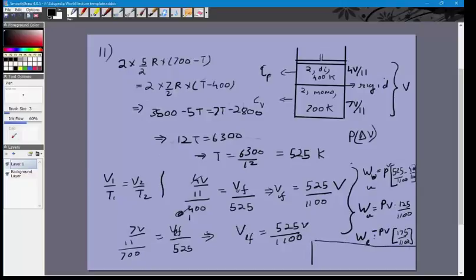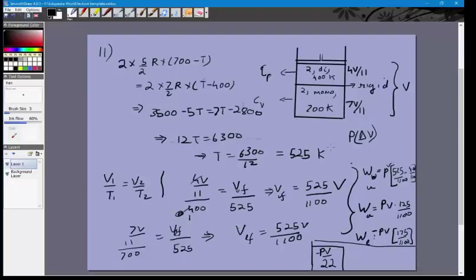So the total final work done is the sum of this, that will be PV times minus 1 times minus 50 by 1100. 50 by 1100 is 5 by 110, is 1 by 22. So minus PV by 22, this is the work done.